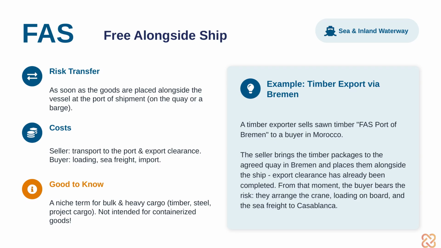An example: a timber exporter sells sawn timber FAS port of Bremen to a buyer in Morocco. The seller brings the timber packages to the agreed quay in Bremen and places them alongside the ship. Export clearance has already been completed. From that moment, the buyer bears the risk. They arrange the crane, the loading on board, and the sea freight to Casablanca.